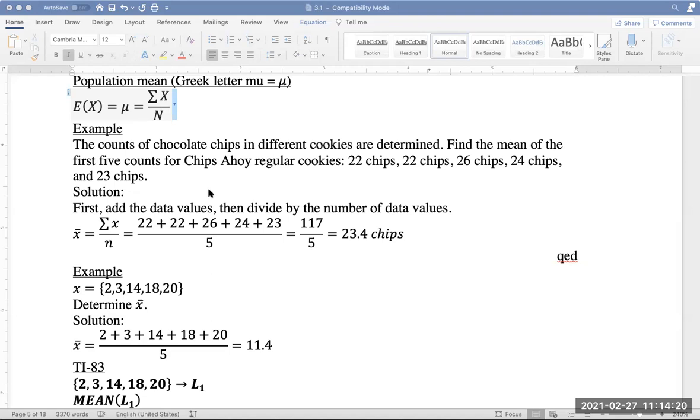So let's go to list, go to mean of L1. And that gives 11.4. I could also do stat, go to calc, click on the first one, 1-Var Stats, list is L1, calculate. And so I get 11.4. I also get a whole bunch of other things.